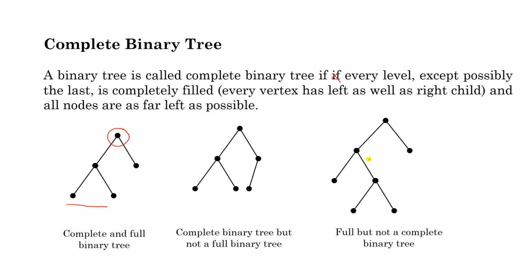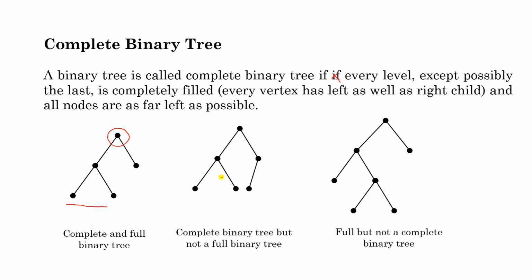Now another thing, this one is a complete and also a full binary tree because the definition of full binary tree is also satisfied. So this is complete and full because only one vertex of degree 2 is there and the remaining vertices' degree is either 1 or 3. So this is a complete as well as full binary tree.